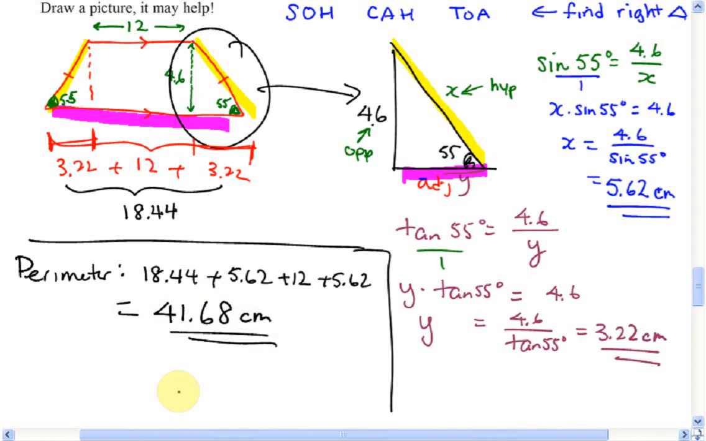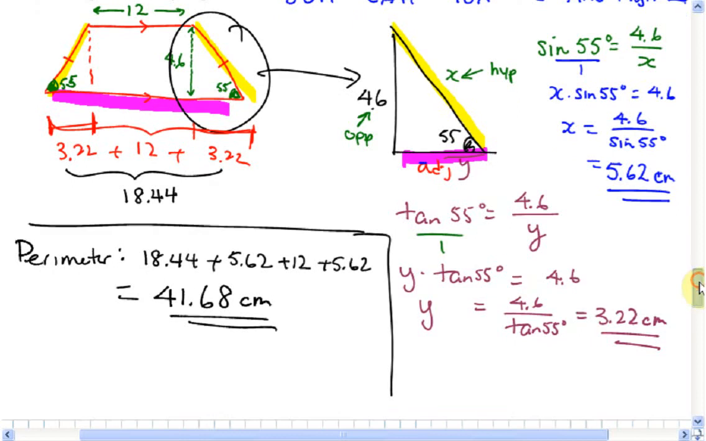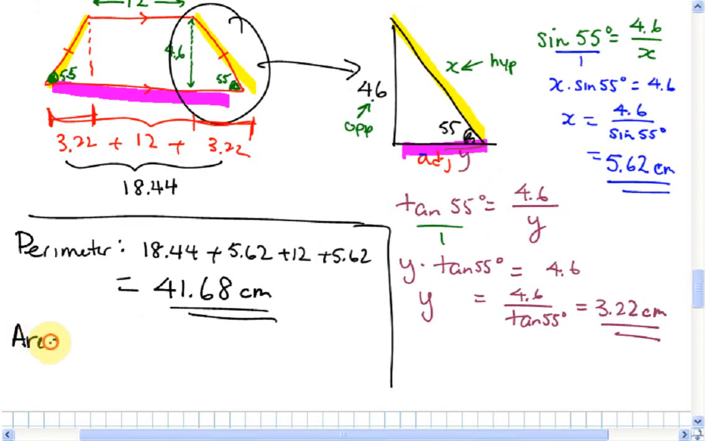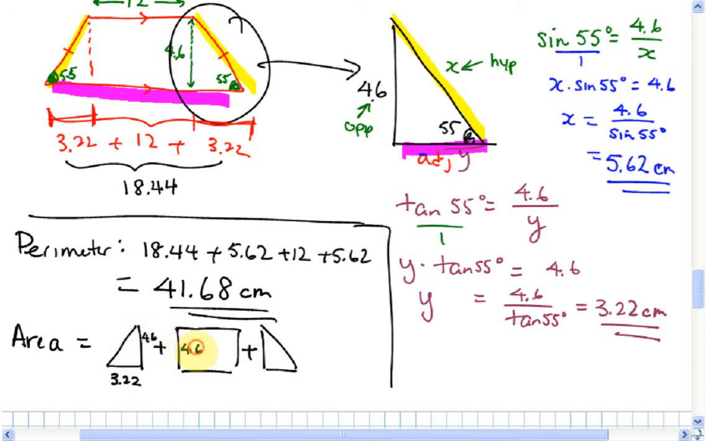All right. And then remember how to find the area too. I did this in chapter 1 with you. Do you remember? For area, I would ask you to split this up into 3 shapes. You've got the 2 triangles plus the actual rectangle. I'll let you try that out on your own, okay? See if you can do that, please. So think about the base. It's 3.22. The height is 4.6. 4.6 and 12, I believe.